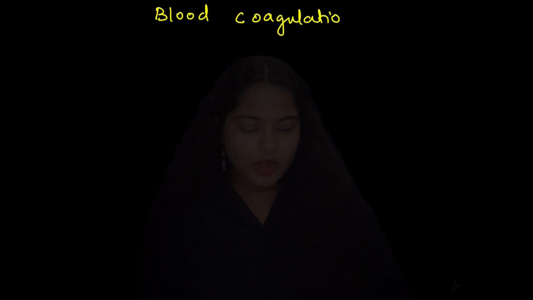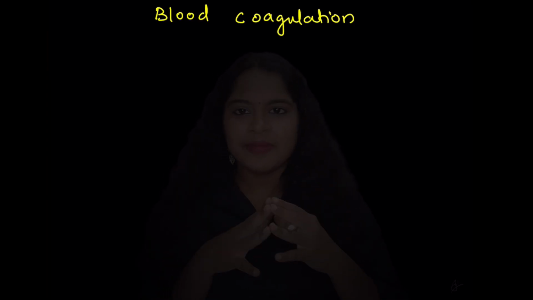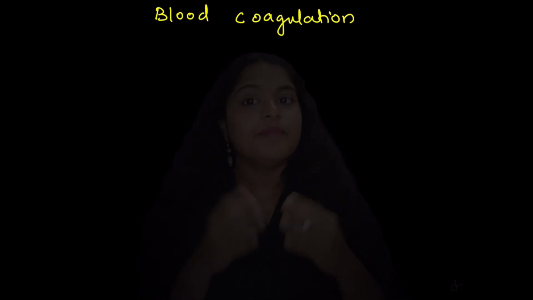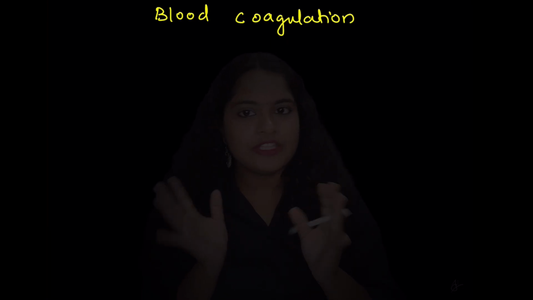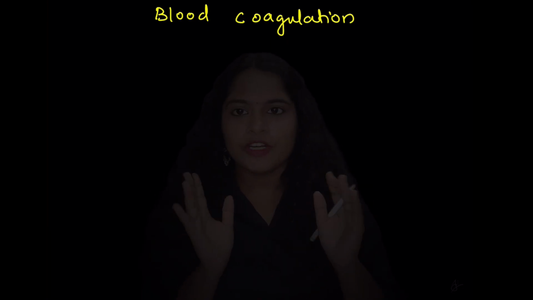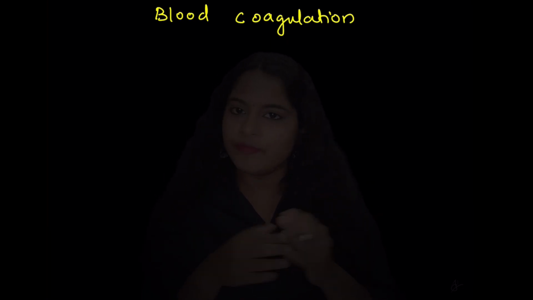Now let us see how blood is getting coagulated in our body. That is blood coagulation, or it is also called clotting of blood. Imagine there is a small cut in my hand. So what will happen? Blood will be lost, right? But after some time, what happens? The bleeding will stop. So why is it happening? We are going to see here, that is the coagulation of blood.